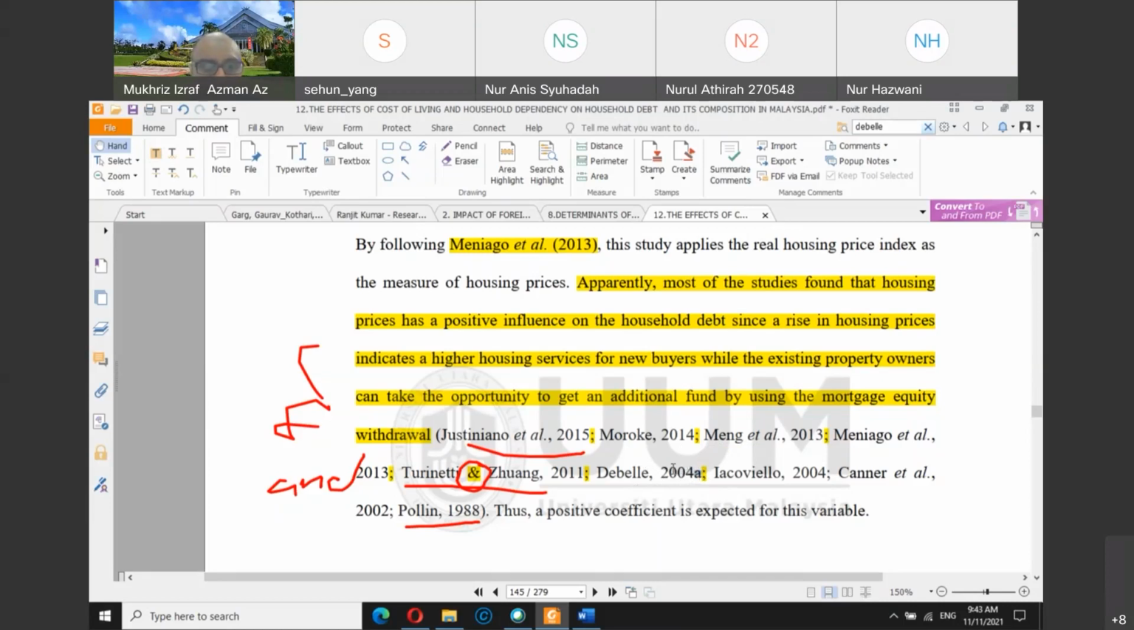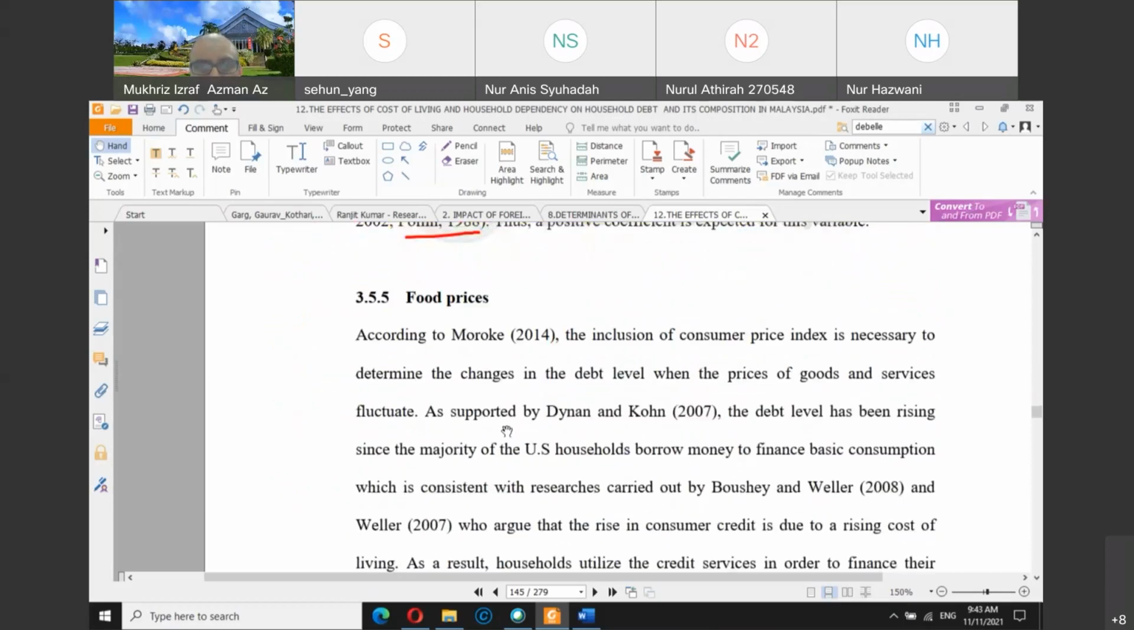Then the symbol "and", and et al. When do you use et al? When can you not use et al? For 2 authors, just mention both names. For 3 and above, use et al.